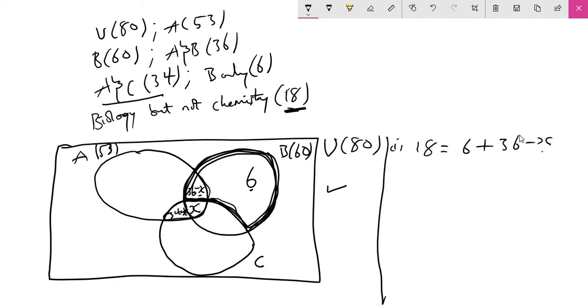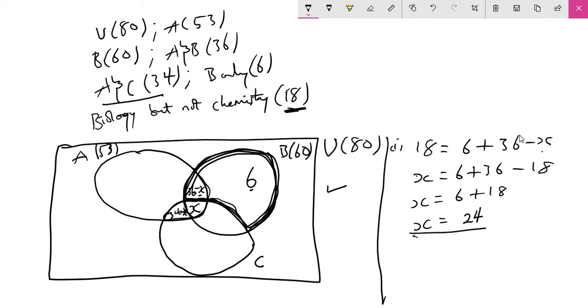So grouping like terms, we have X equal to 6 plus 36 minus 18. So this gives X equal to 6 plus 18, and so we have X equaling 24. Okay, so now that we know X to be 24, we need to solve for art only. That is the number that's supposed to go in here, which is actually what the question wants.